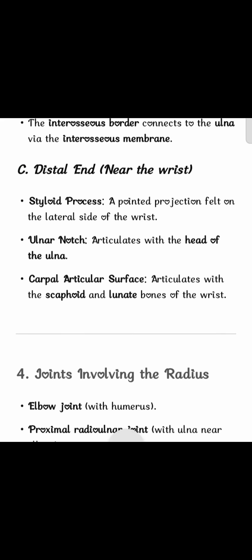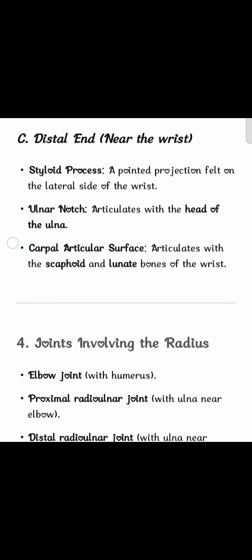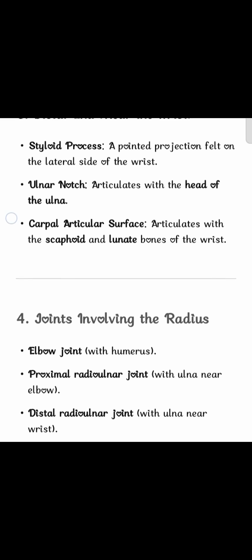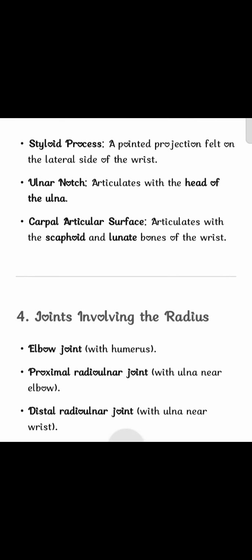C. Distal end, near the wrist. Styloid process, a pointed projection felt on the lateral side of the wrist. Ulnar notch, articulates with the head of the ulna. Carpal articular surface, articulates with the scaphoid and lunate bones of the wrist.